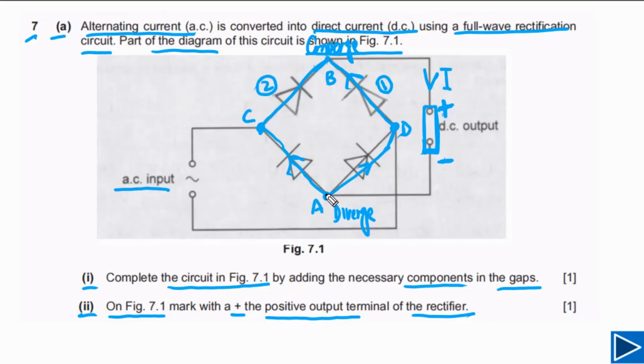If it is a full wave rectifier circuit, you can just follow these points. Where diodes diverge, that has to be the negative terminal of the DC output. Where they converge, that has to be the positive terminal of the DC output. And the remaining two points, you can simply connect with the AC input. And this is how you can answer. Let me know if you have any questions about the full wave rectifier circuit in the comments section.